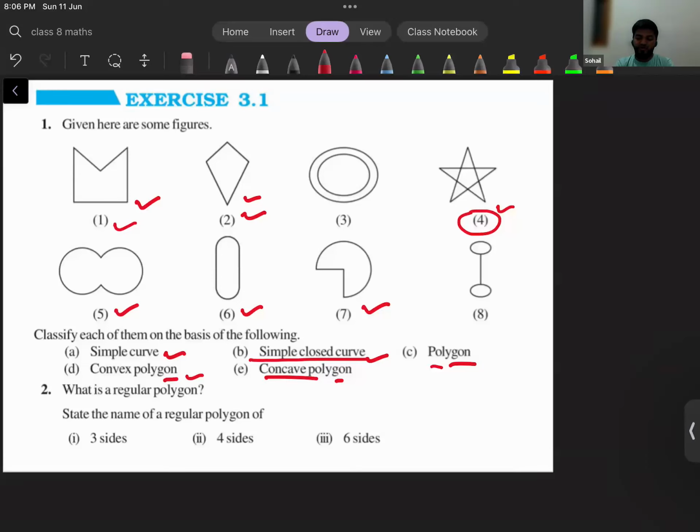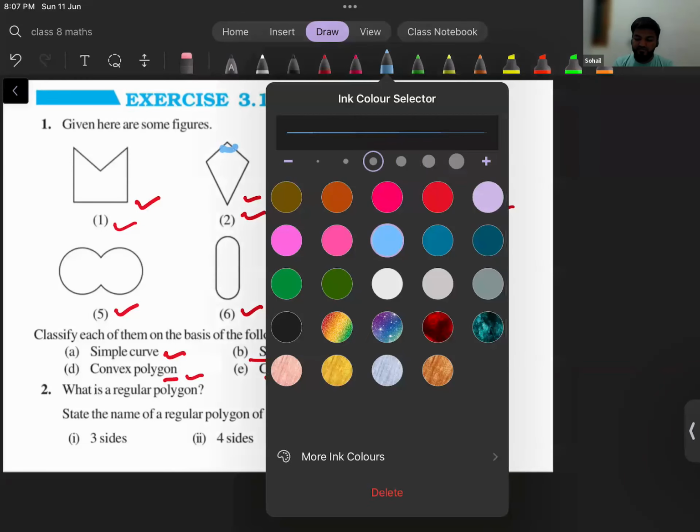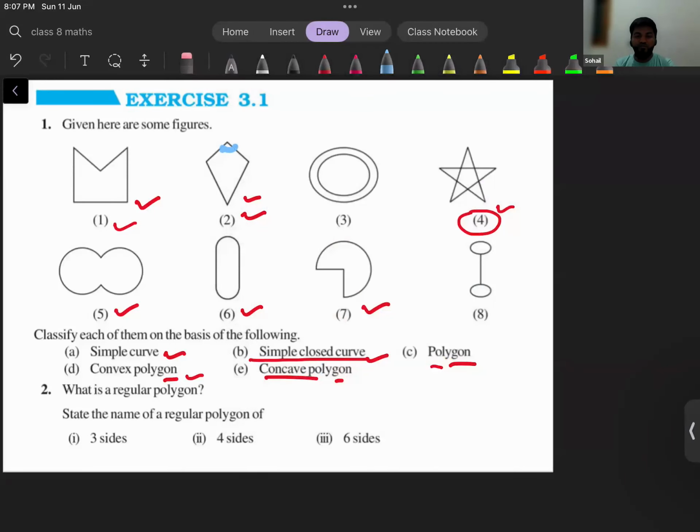Which one is a convex polygon here? See figure number 1, and the second one also. Convex polygon: all the angles are lesser than 180 degrees. Which one is number 6? No, 6 is actually not a proper polygon here.